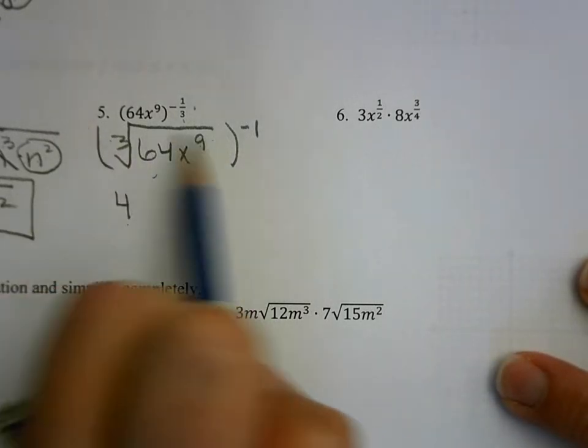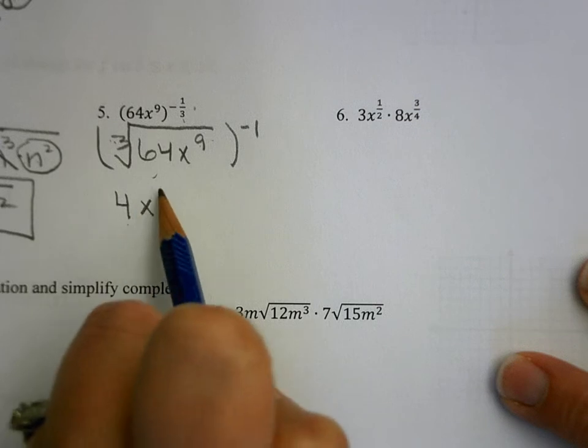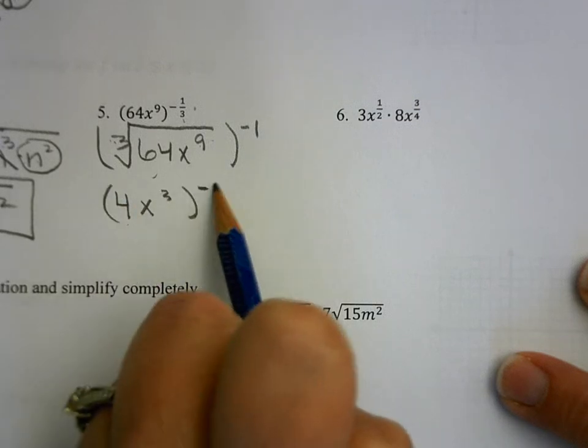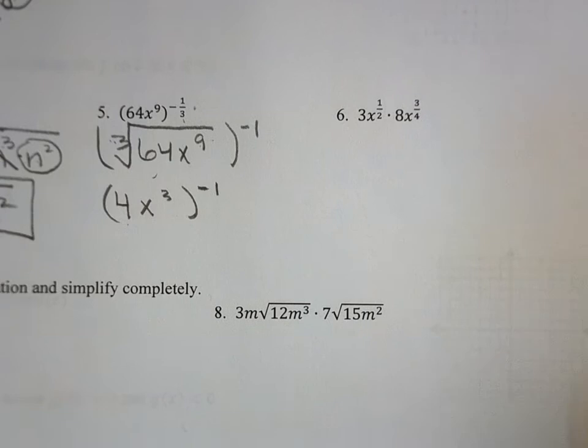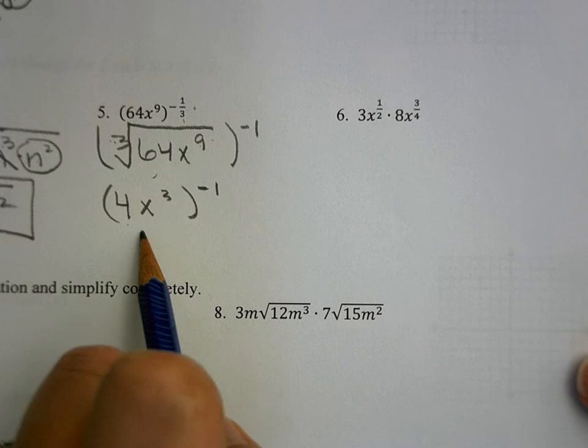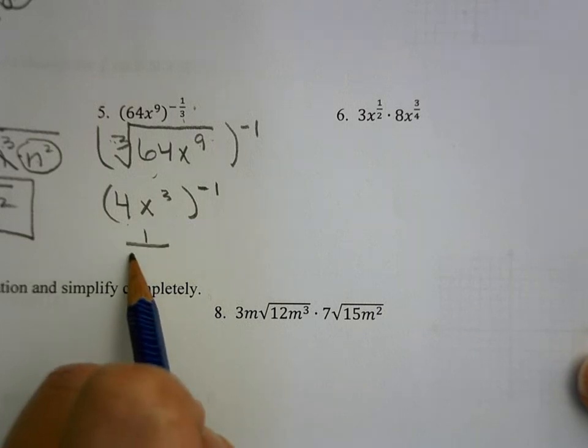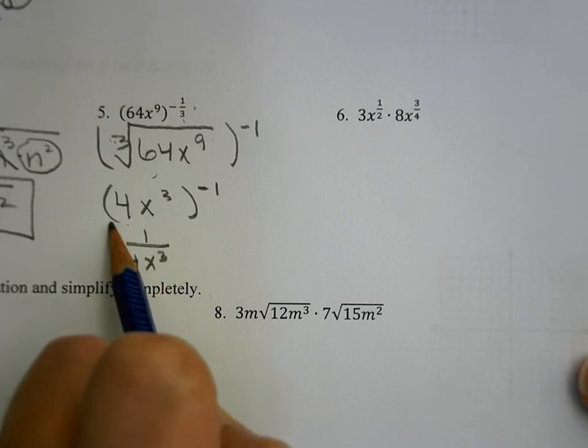And then 9 divided by 3 is 3, so that would be x to the third. And then that's raised to the -1 power. To the first power, that's not going to change anything, right? That would just be 4x cubed. But because it's negative, that means it's going to be 1 under. So 4x cubed under 1. I said that kind of weird. So 1 over 4x cubed.